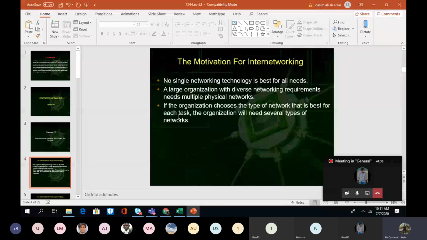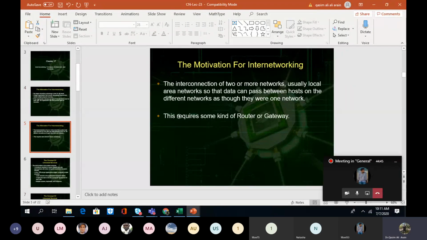If the organization chooses the type of network that is best for each task, the organization will need several types of networks, right? So internetworking is the interconnection of two or more networks, usually local area networks, so that data can pass between hosts on the different networks as though they were one network, right? This requires some kind of router or a gateway.